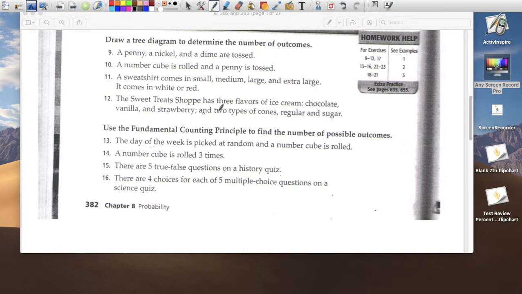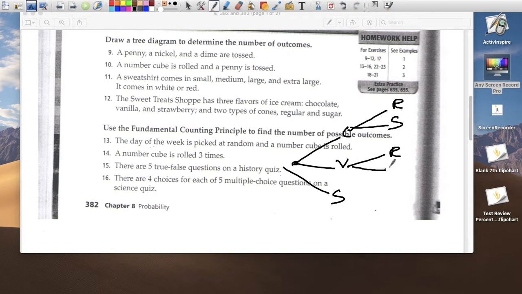Sweet Treats Shop has 3 flavors of ice cream: chocolate, vanilla, and strawberry. And 2 types of cones. So you can get chocolate with a regular or sugar cone, vanilla with a regular or sugar cone, and strawberry with a regular or sugar cone.